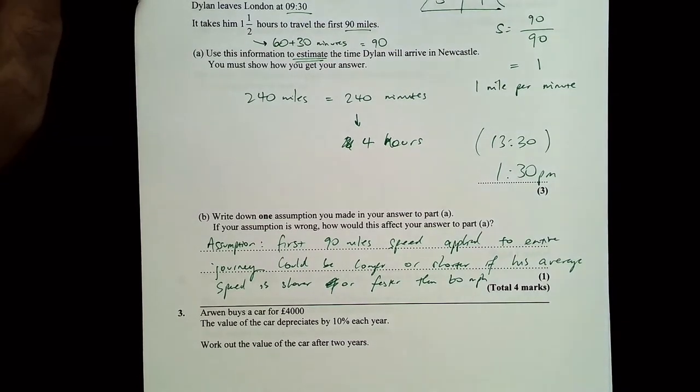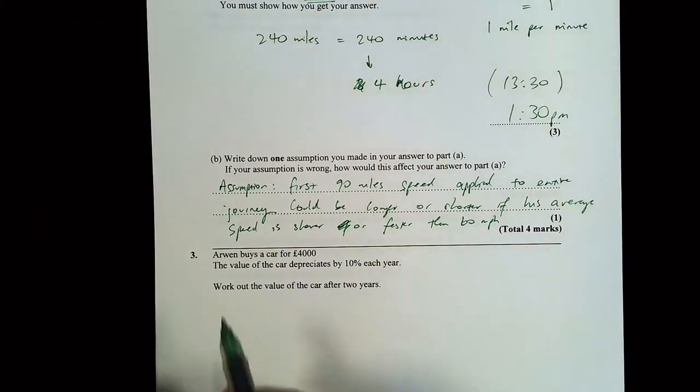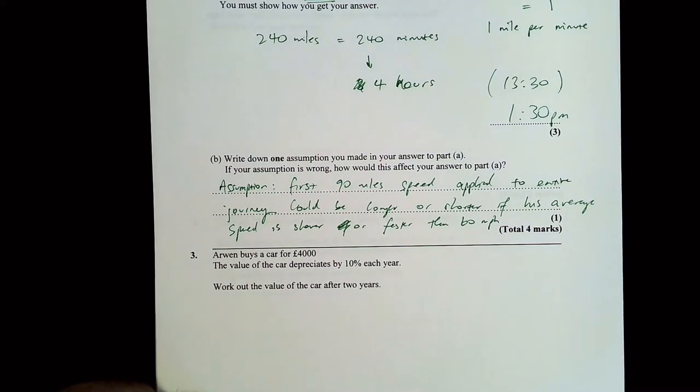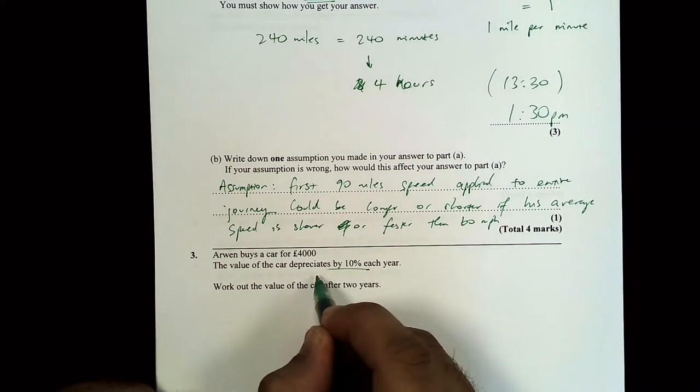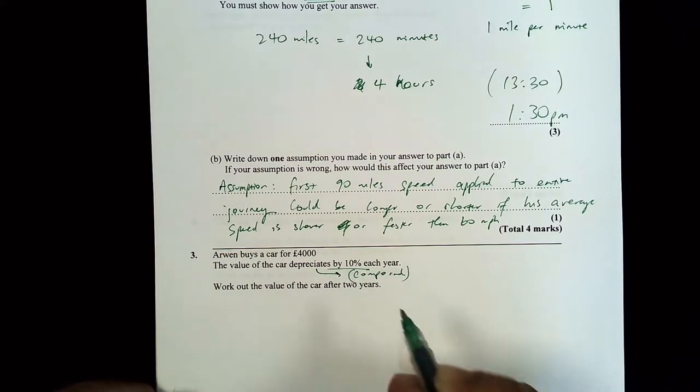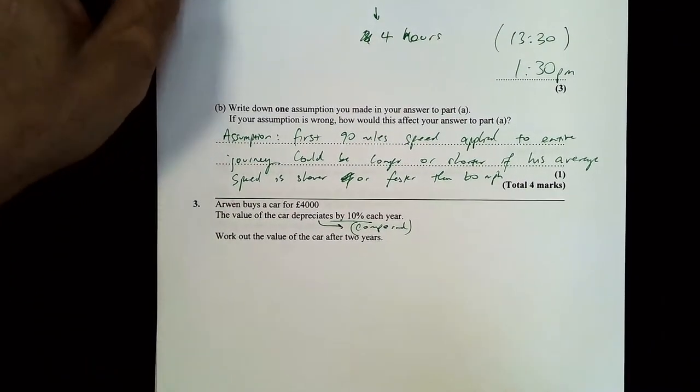Okay, number 3. Arwen buys a car for £4,000. The value of the car depreciates 10% each year. Work out the value of the car after 2 years. Okay, 10% depreciation. Remember, I'm just going to write compound, because compound means each year it affects further.